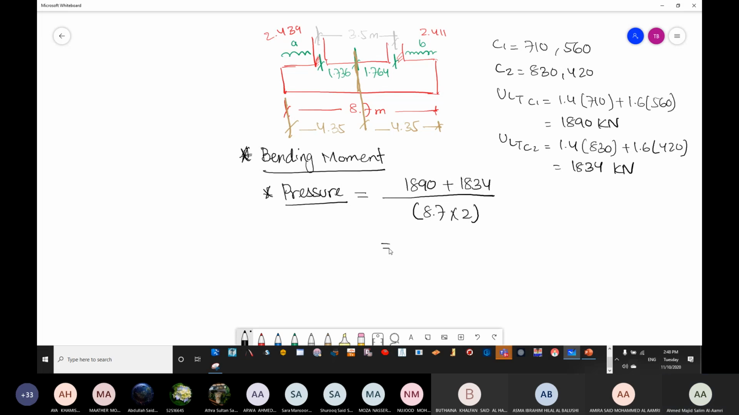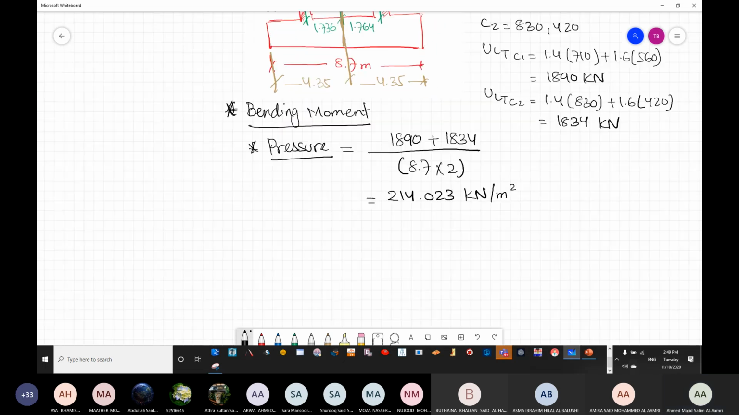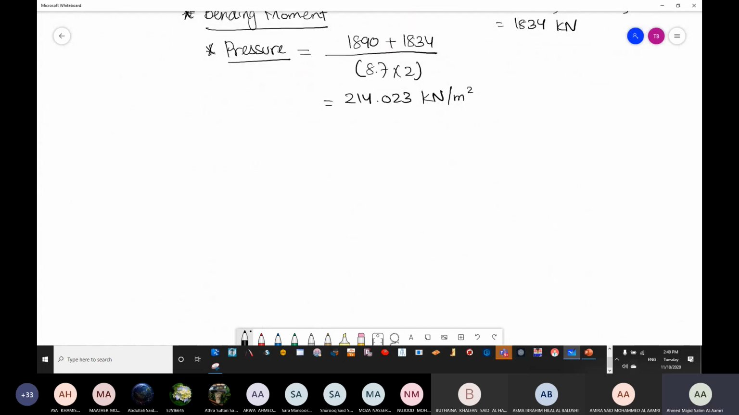So we have it as 214.023 kilonewton per meter square. Okay, that's up to you to round up. As long as I didn't ask you how many decimals to round to, it's up to you. And normally in design, I don't care about how many decimals you will round to.